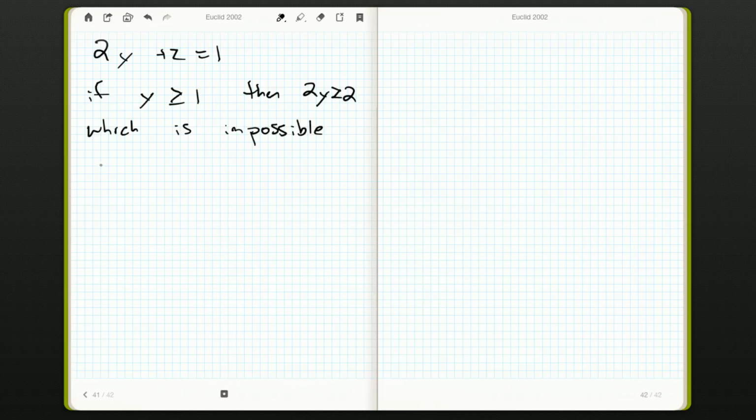Therefore Y has to be 0. So if Y is 0, then to make this equation satisfied, you have to have Z equal to 1. And X was 19 plus Y, 19 plus 0, which is 19.